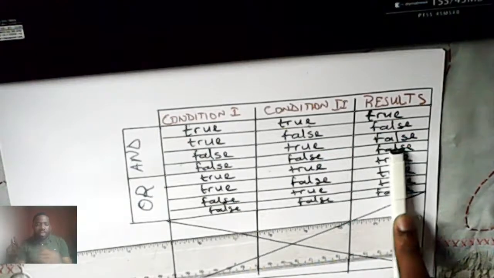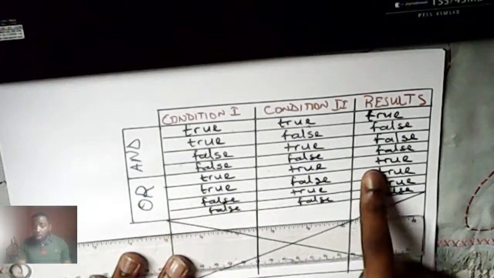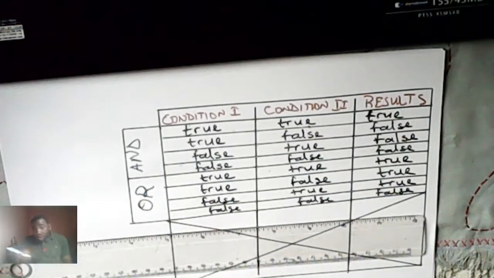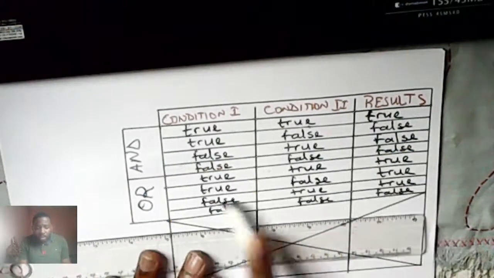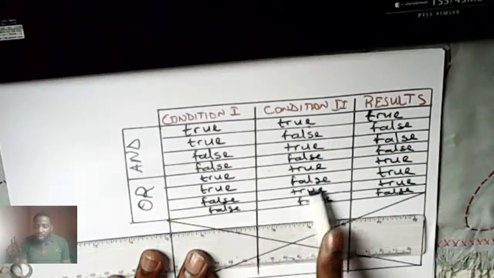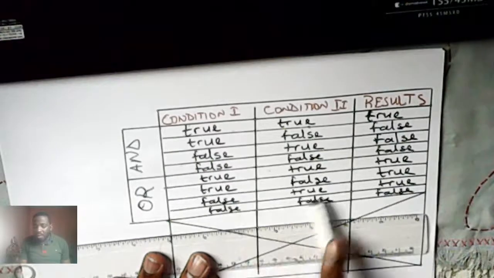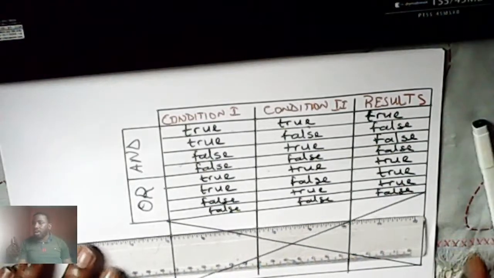So the only case where an and comparison can be true is when the two conditions being compared are true. In the case of or, it implies one or the other has to be true. If the two are true, it will be true, obviously, because after all, one is true. If one is true and the other is false, the final answer will be true. If one is false and the other is true, the answer will be true. And if the two are false, that's the only case when or is false. So I hope that all of this makes sense.